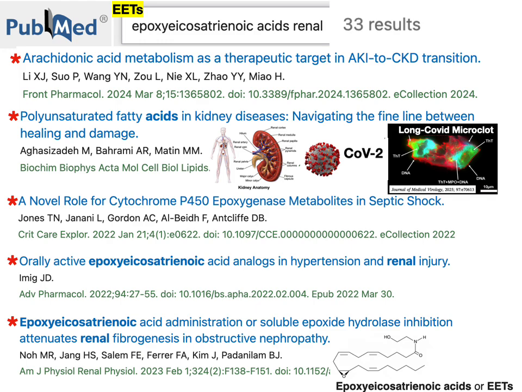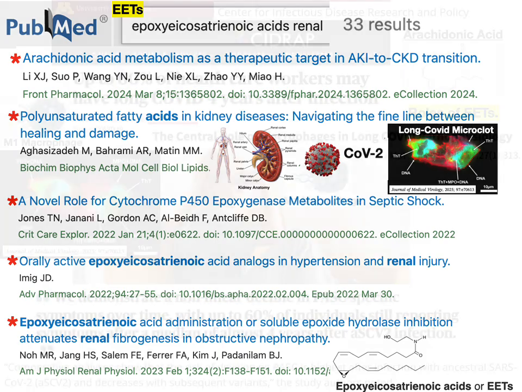Polyunsaturated fatty acids in kidney diseases, navigating the fine line between healing and damage. A novel role for cytochrome P450 epoxygenase metabolites in septic shock. Orally active epoxy-icosatrienoic acid analogs in hypertension and renal injury, and epoxy-icosatrienoic acid administration or soluble epoxide hydrolase inhibition attenuates renal fibrogenesis in obstructive nephropathy.